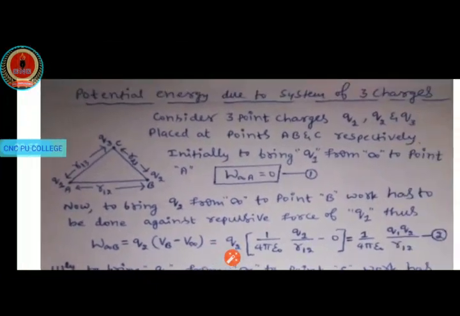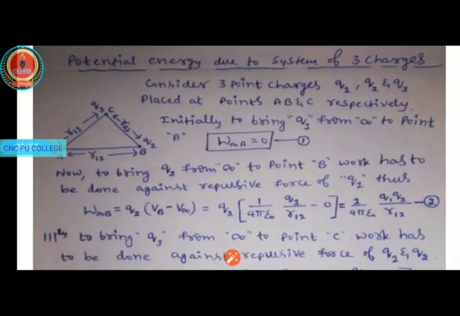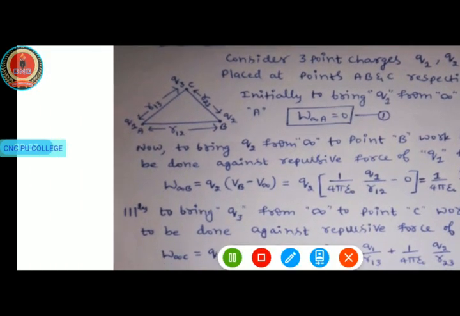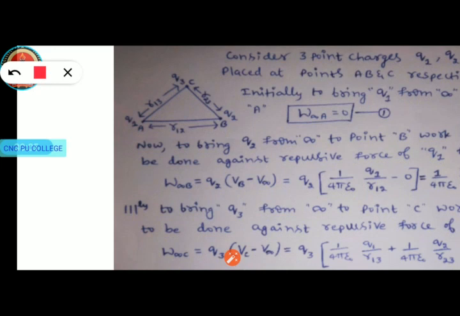Of how many charges? 3 charges. The same procedure we have to follow. Yes, so let us observe the diagram. So here how many charges we have? 3 charges. Here I am considering A, that is having the charge Q1, and here at position B we have the charge Q2, and at position C we have the charge Q3.